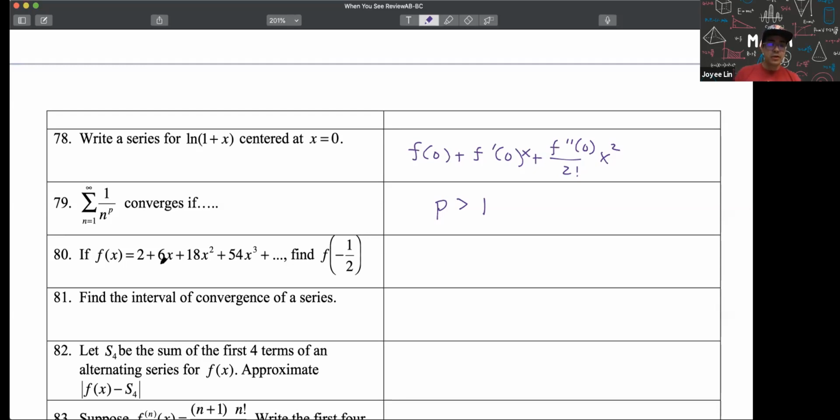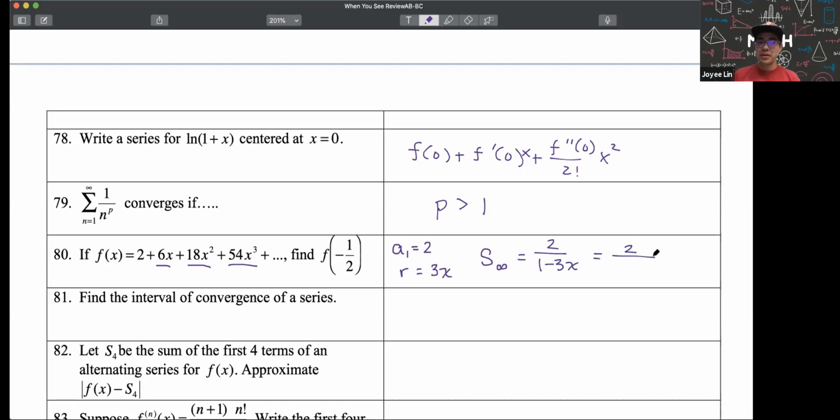I don't know if y'all noticed this, but this is a geometric series, yeah? So what can we say here? Our a1 is 2, right? And then what are we multiplying by every time? We're multiplying by 3x every time. So if we want to find the total sum as we approach infinity, we could say 2 over 1 minus 3x, right? And then we can plug in negative 1/2 into that.